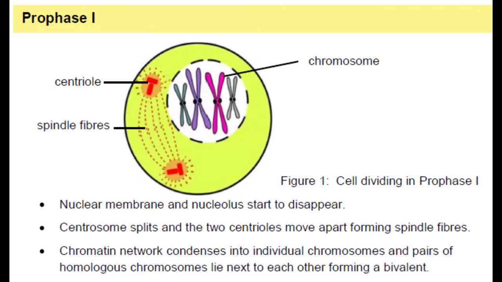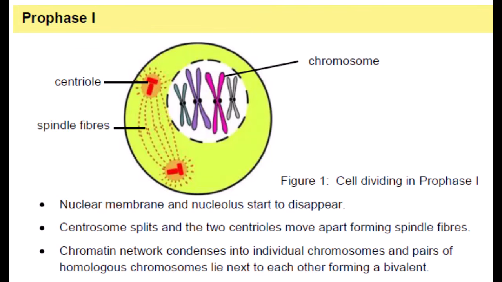The nuclear membrane and the nucleolus start to disappear, clearing the stage. The centrosomes split and form the spindle fibers, those ropes and pulleys, and the chromatin, which is usually all loose, condenses into those visible, distinct chromosomes. And here's the absolute key event, unique to prophase I. The homologous chromosomes pair up. They lie side by side in perfect alignment. The ones from mom and dad find each other.